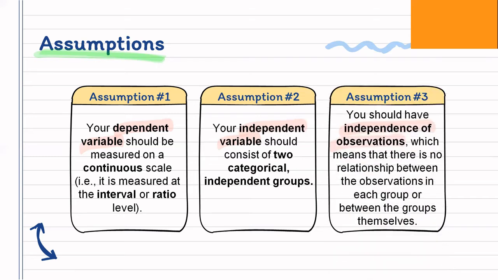Assumption 3 is that you should have independence of observations, which means that there is no relationship between the observations in each group or between the groups themselves. For example, there must be different participants in each group with no participant being in more than one group. This is more of a study design issue than something you can test for, but it is an important assumption of the independent t-test. If your study fails this assumption, you will need to use another statistical test instead of the independent t-test. For example, you can use a paired samples t-test.